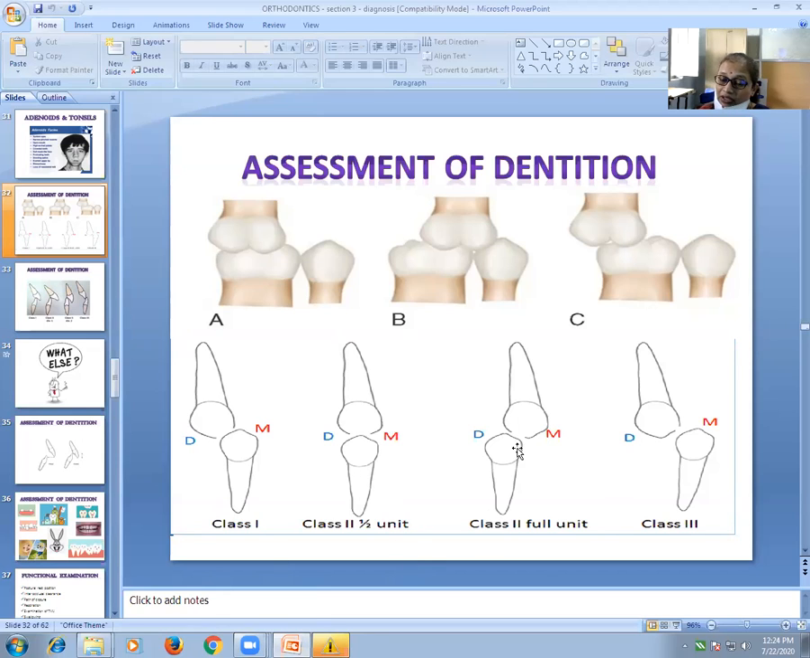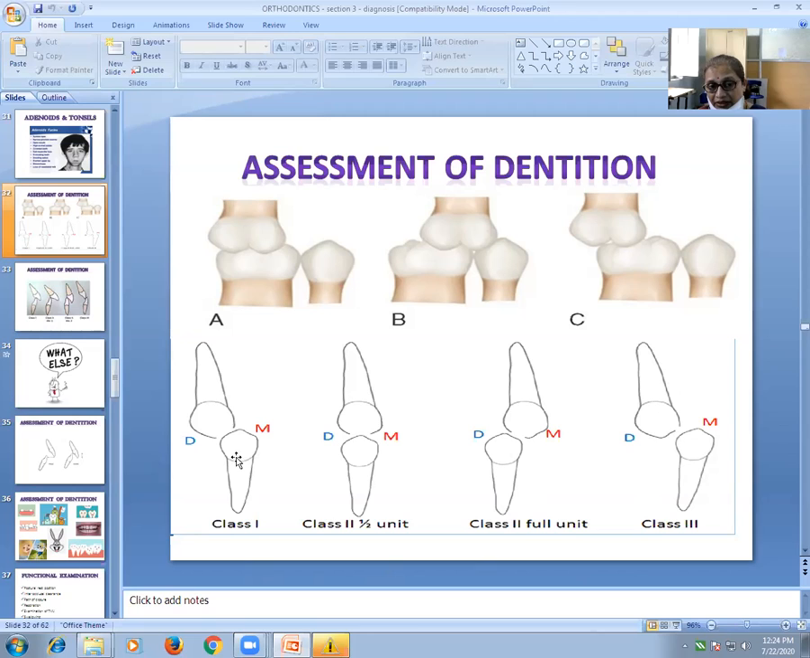Then full plus class 2 is when your distobuccal slope of upper molar is occluding with the mesiobuccal slope of the mesial slope of the lower premolar. Class 3 is where your mesiobuccal slope is distally away from the lower distal slope of premolar. Fine.